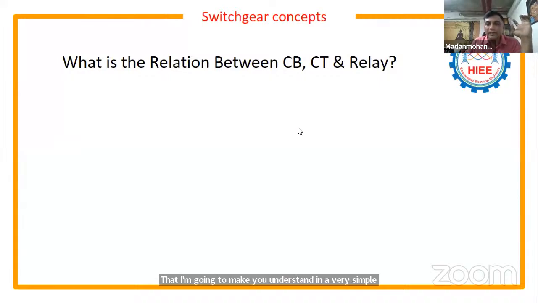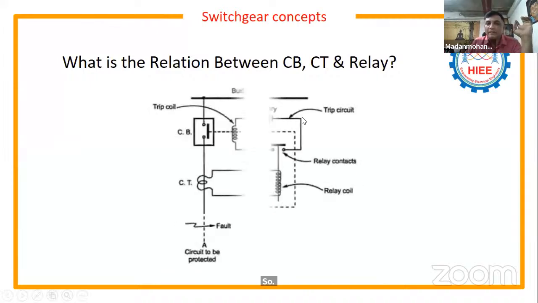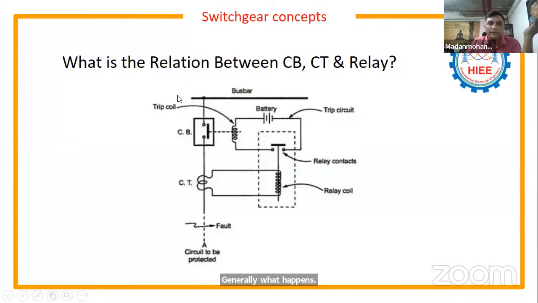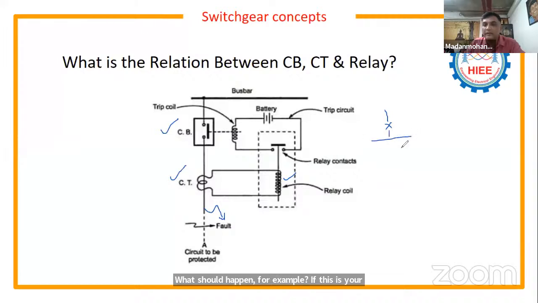So I'll just show you here. Generally, as I told you, this is a circuit breaker. CB stands for circuit breaker, and this is the current transformer, and this is a relay coil. So what happens when a fault occurs in the system? For example, if this is your incoming feeder and this is the transformer, and a few outgoing feeders are connected to the bus like this.